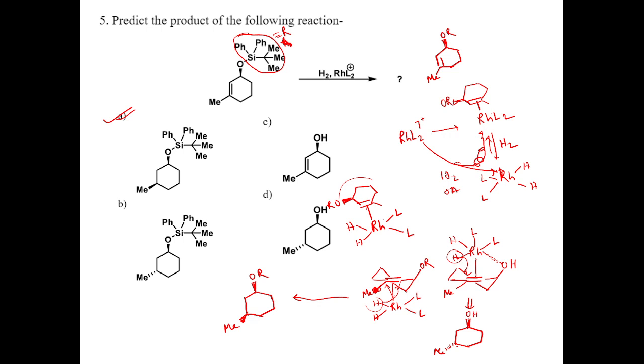So this is the main difference. If you want a non-directed product, then you have to protect this OH group, and if you need the directed product, then OH is okay. I think it's clear. Okay, then go to the next question.